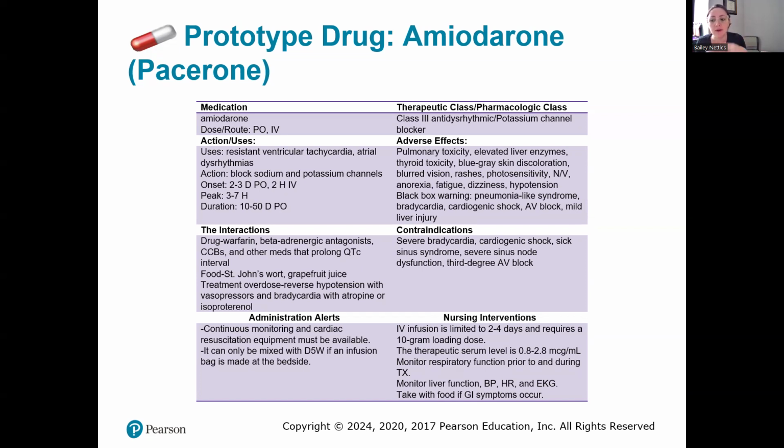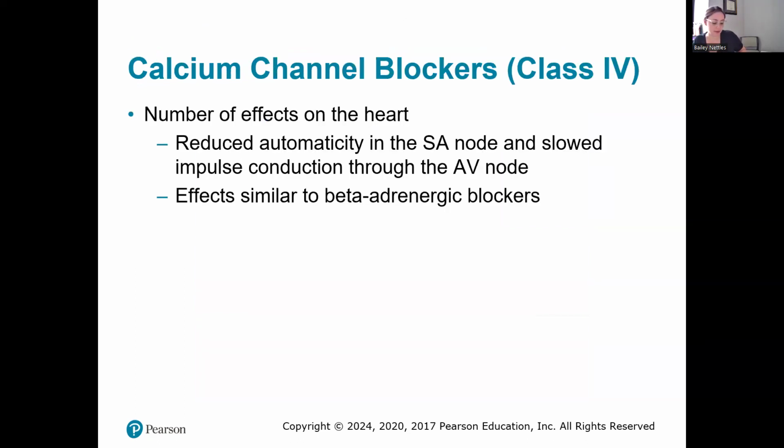If they take this PO, if you take it with food, it can help with the GI, the nausea, vomiting. You need to monitor for their thyroid, monitor their skin, monitor their vision. Those are things that are not listed that we've got to look out for with these side effects. All right. So now we're into calcium channel blockers.